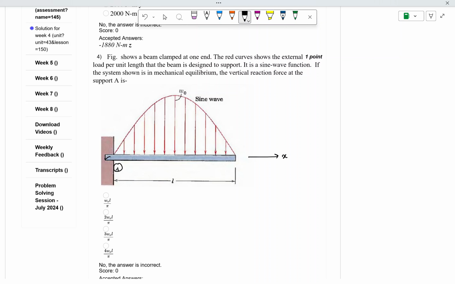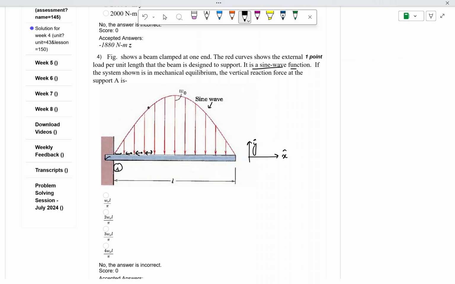So along this direction is your x cap direction and this is your y cap direction. So per unit length, per unit x distance, or for the entire length L of the beam, you can divide it into independent unit lengths, and for each such unit length there is some assigned load value that the beam is defined to support. It is mentioned that how much weight per unit length it can support is basically a sine wave function. You can see that the red curve is a sine wave.